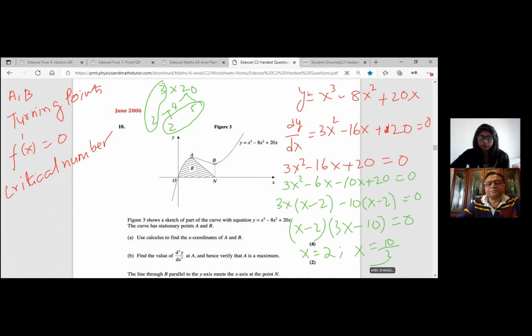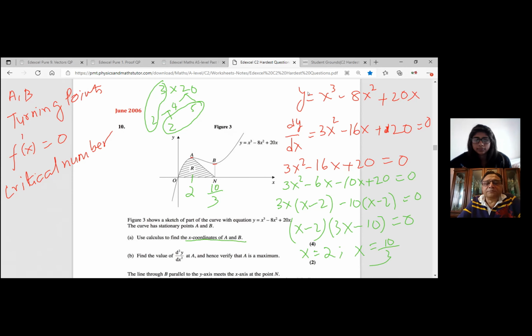Is it clear to you? Yeah. So which one is A and which one is B? A is x equals 2 and B is 10 over 3. These are the x values which we have just figured out, so make a note of this. I may erase the screen, okay? All of you can make a note of this. Use calculus to find the x coordinates of A and B. So we got the x coordinates of A and B, correct?